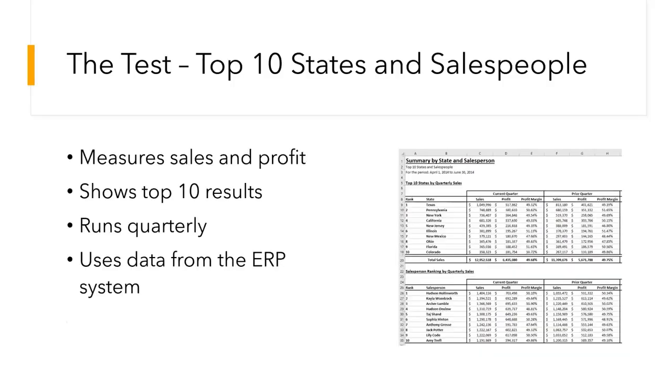So they're going to go report by report, and the first test that they're going to run is a report that looks at the top 10 states and salespeople. It runs quarterly and looks at sales, profit, and profit margin, and uses data from the ERP system.